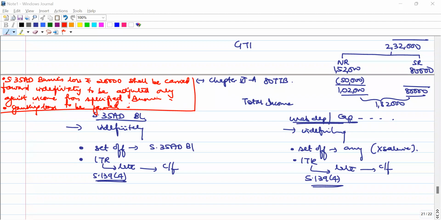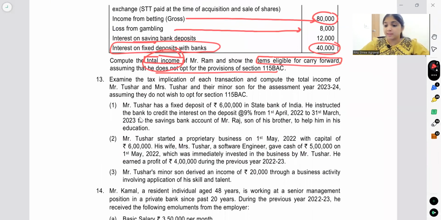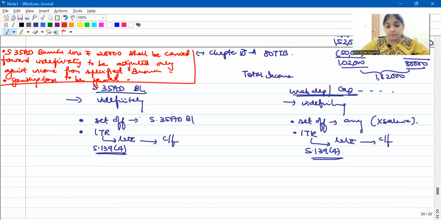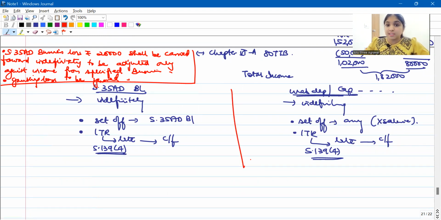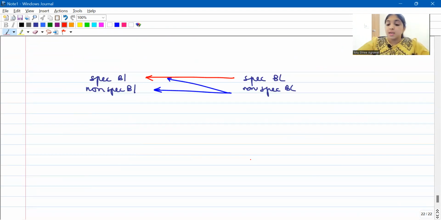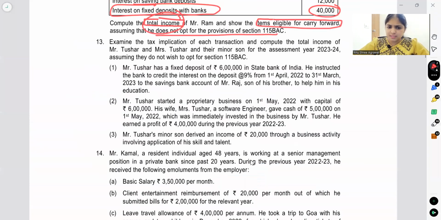Perfect understanding. Can I proceed forward? Yes, so this was it about question number 12, a good question on set off and carry forward. All right, guys. So we also had a very good learning on 35AD business loss and unabsorbed depreciation. This difference we've seen. Let us close this question. Let us come to the next question, question number 13.